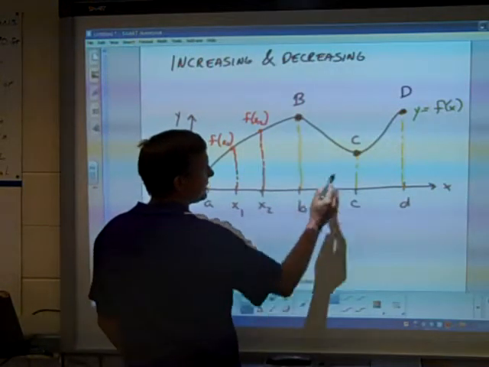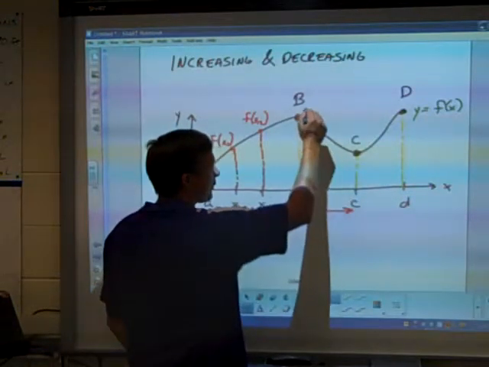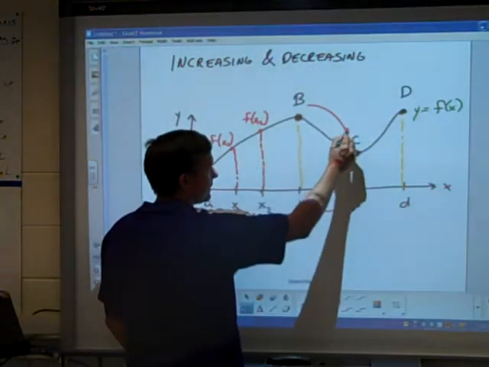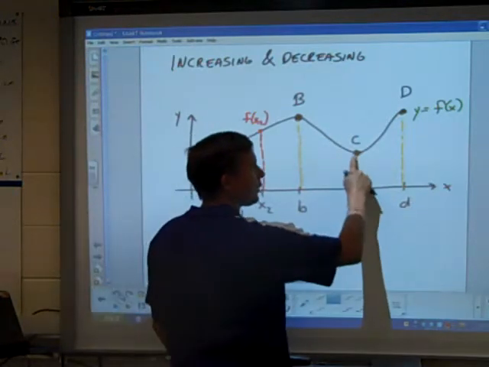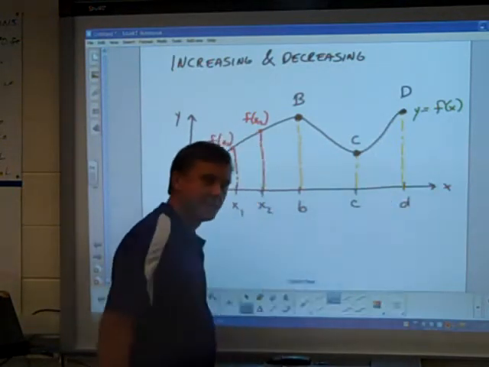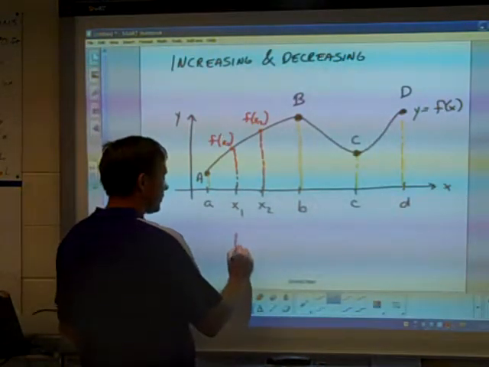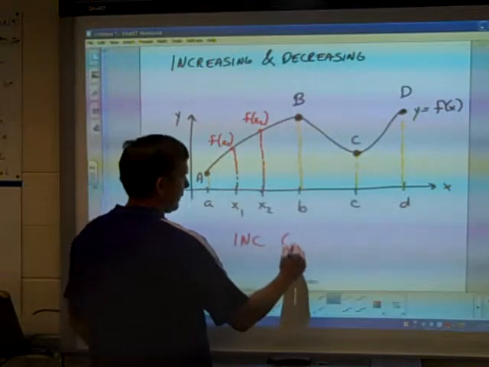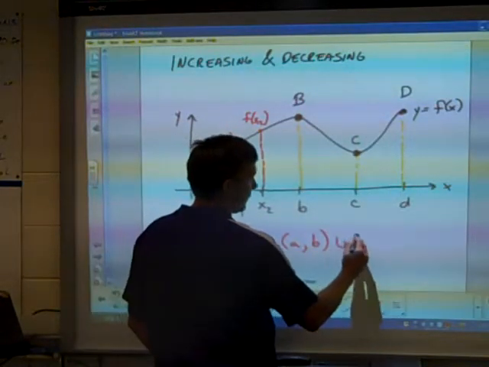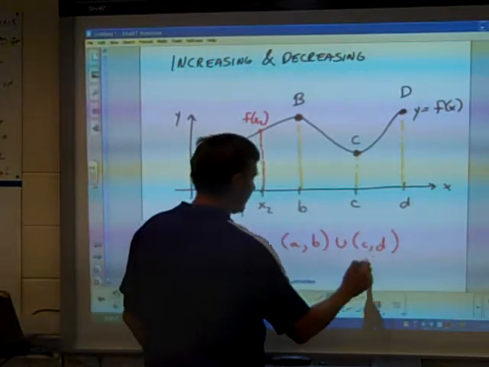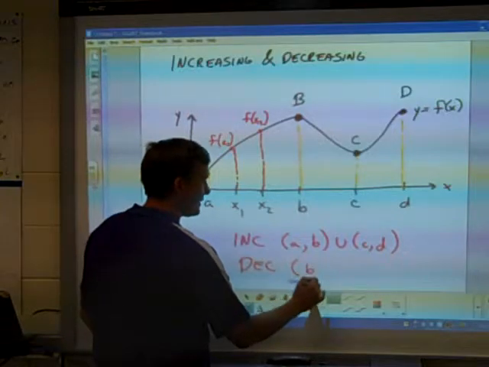And then from B to C, as we go B to C, it's getting bigger as you go here. But what's happening to the value of the output? It's getting smaller. So that is a decreasing function. And then we go from C back up to D. And it's increasing again. So I could say this function increases from A to B, not including those points, and from C to D. So where is it decreasing? Obviously from B to C.